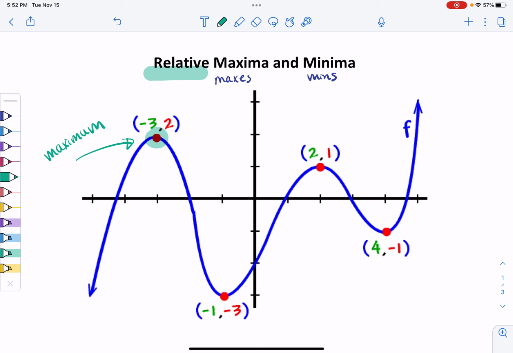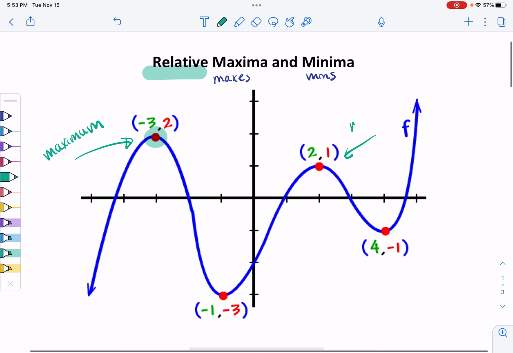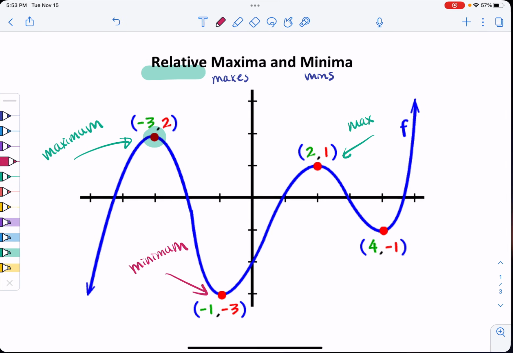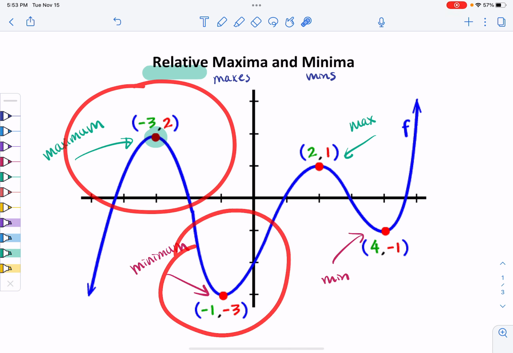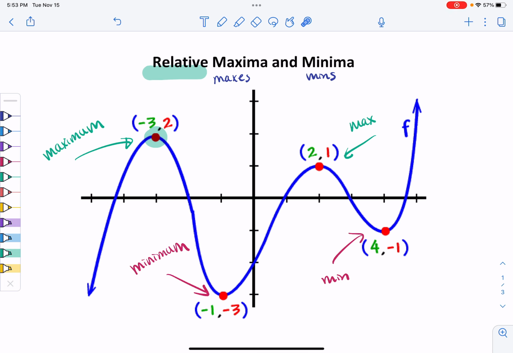So another relative maximum would be this point over here. Minimums, we would have a relative minimum right here, and another relative minimum right here. So when we're talking about relative maxima and minima, we are talking about the maxima and minima that are maximum or minimum around their kind of area, their domain, right? Their spot on the graph.